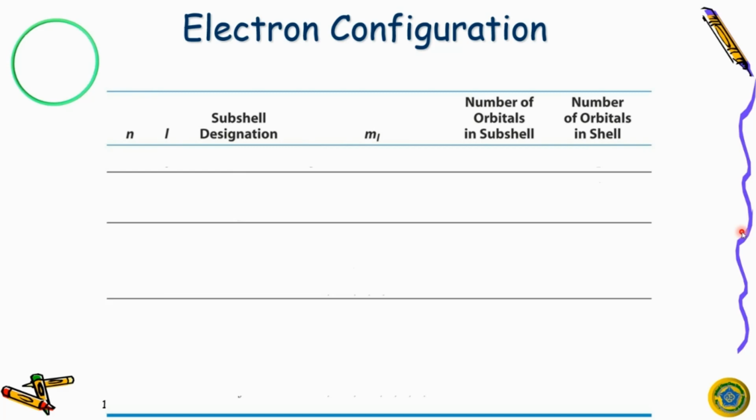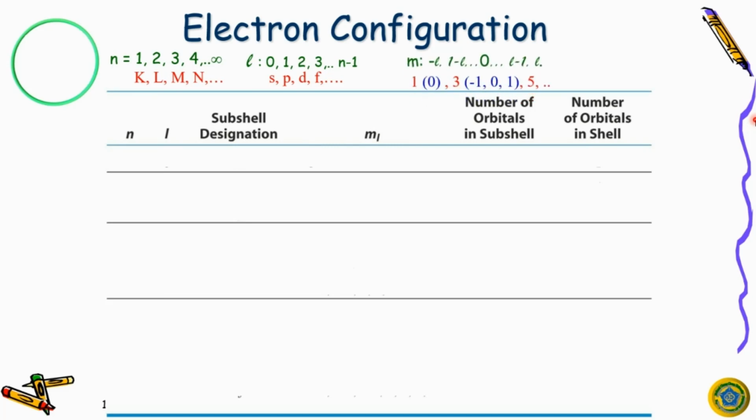This is the table from your textbook, so I don't want to waste your time. Let's just go through this quickly. n equals 1, 2, 3, 4, which are the K shell, L shell, M shell, N shell, and l is 0, 1, 2, 3, up to n minus 1. So S shell, P shell, D shell, F shell, and m is like this. If the shell is K, n equals 1, and l will be 0.